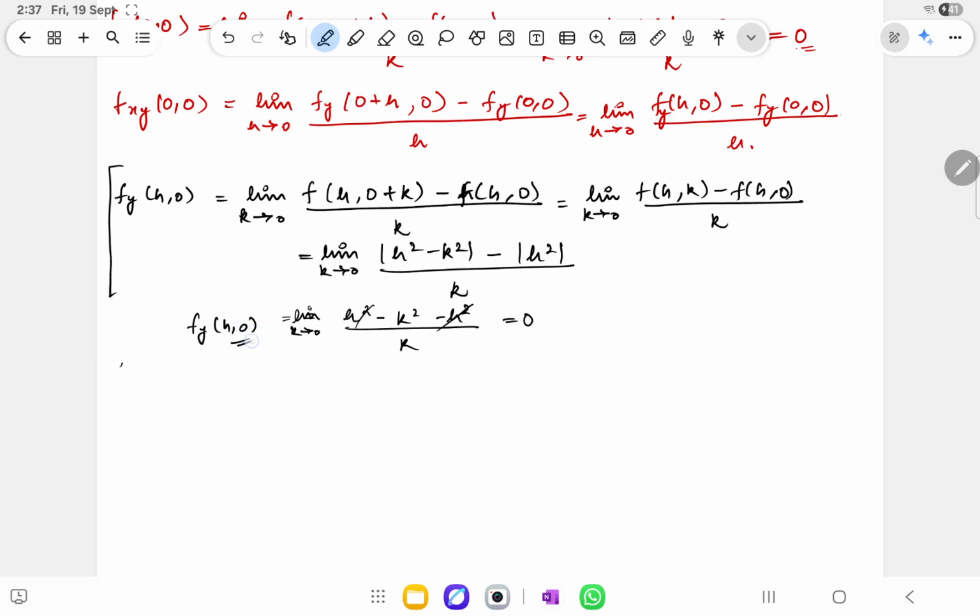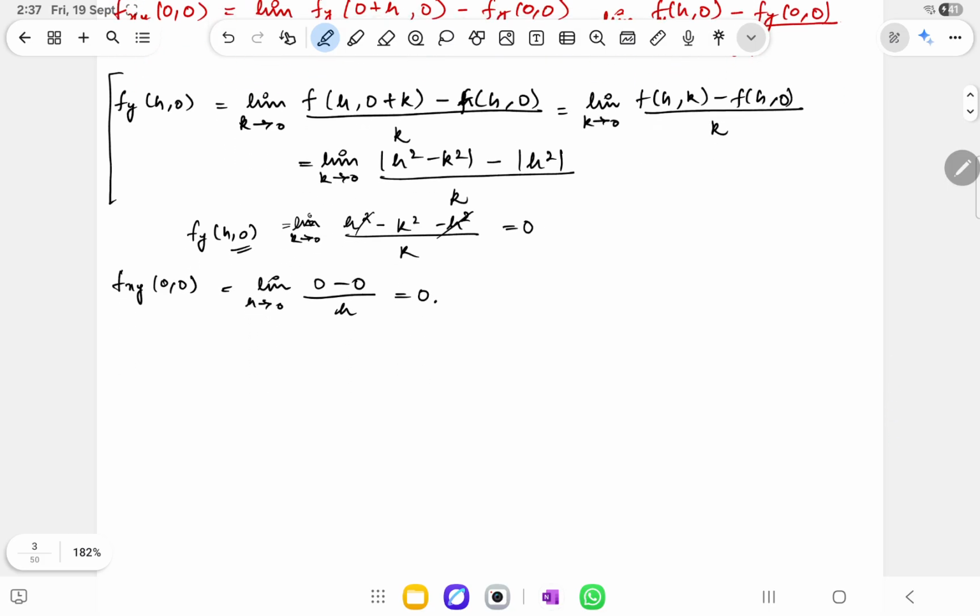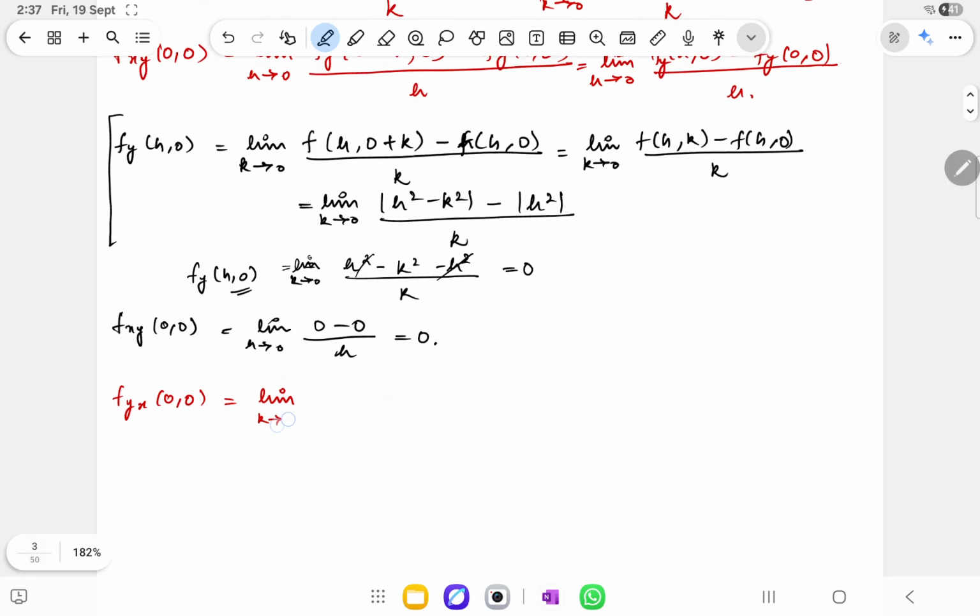Now if we substitute this limit here, we'll be getting f_xy(0, 0) as the limit h approaching 0 of 0 minus 0 divided by h. So that gives us f_xy as 0 only. Now let us calculate f_yx(0, 0). This will be equal to the limit k approaches 0 of f_x(0, k) minus f_x(0, 0) divided by k.